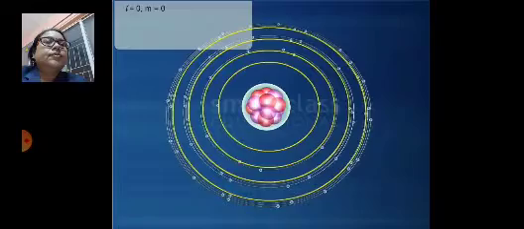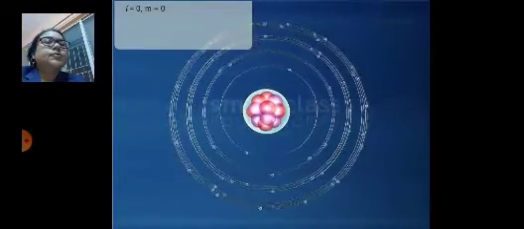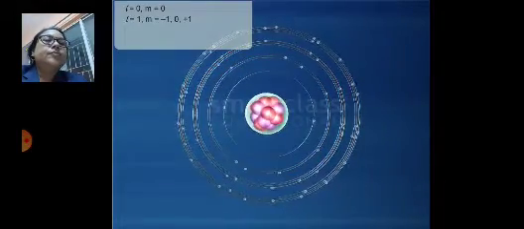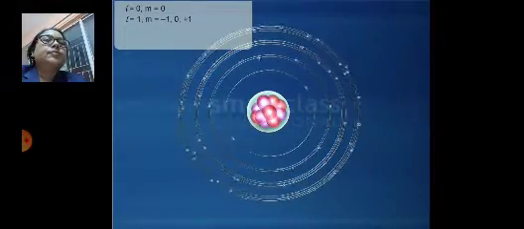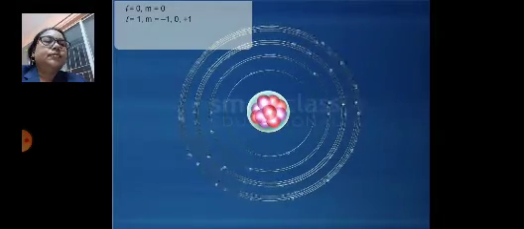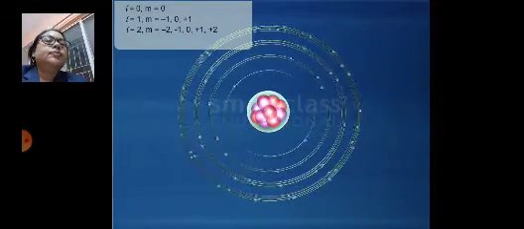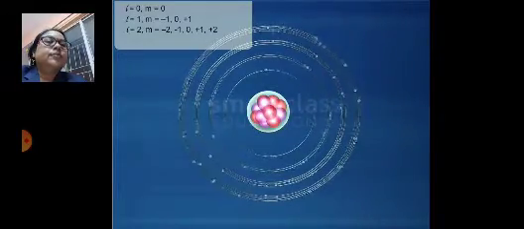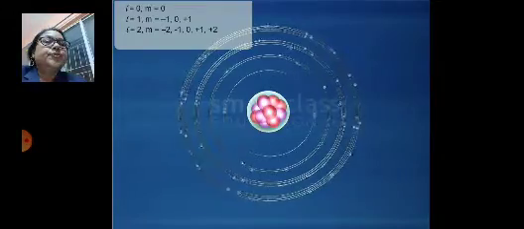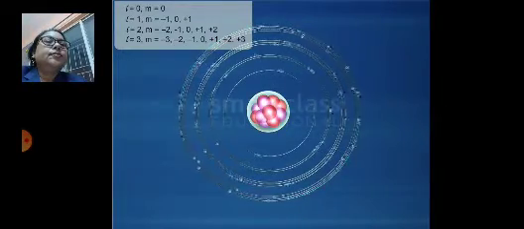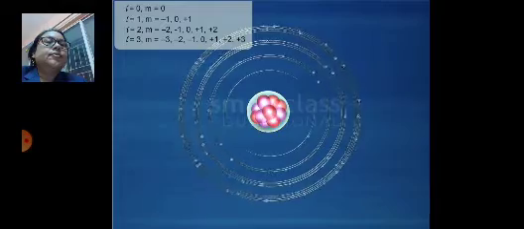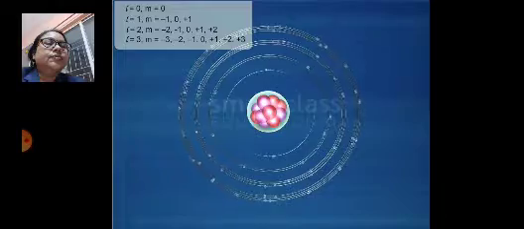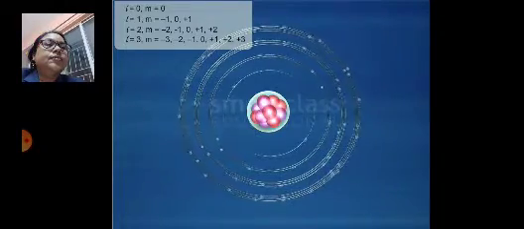So, if l is equal to 0, m can have a single value, 0. For l equals 1, m can have three values: -1, 0, and +1. For l equals 2, m has five values: -2, -1, 0, +1, and +2. For l equals 3, m has seven values: -3, -2, -1, 0, +1, +2, and +3.